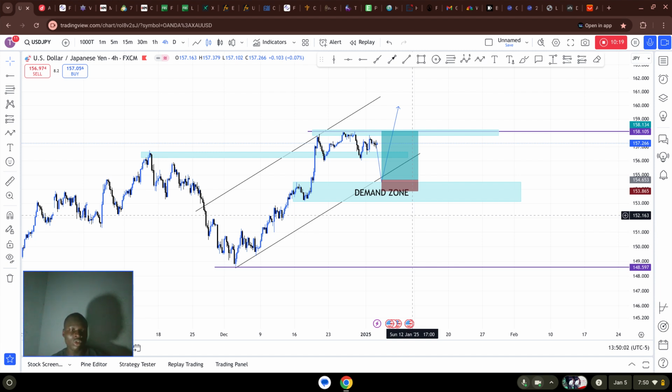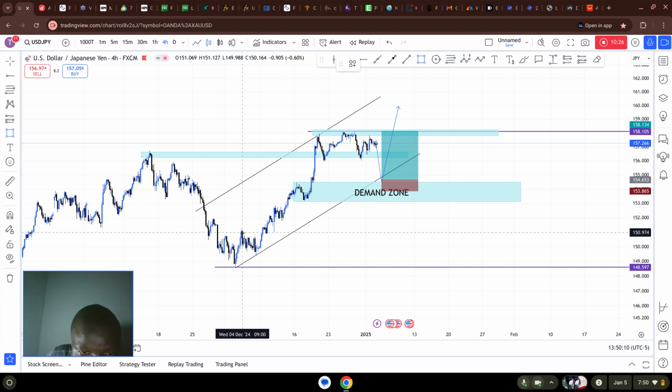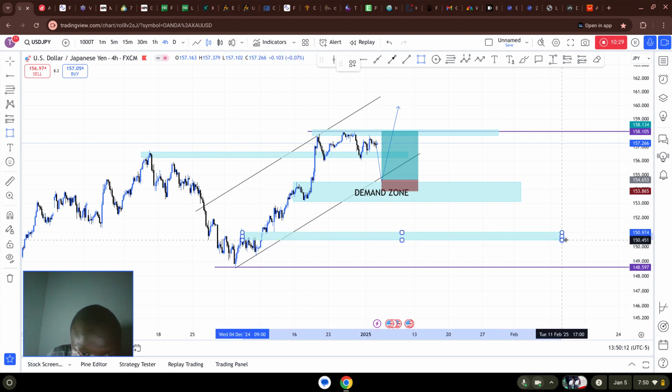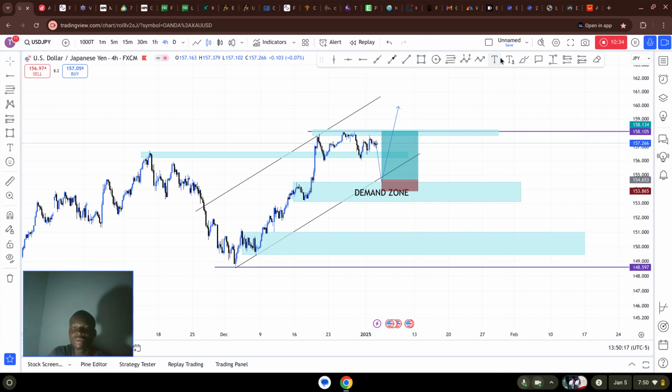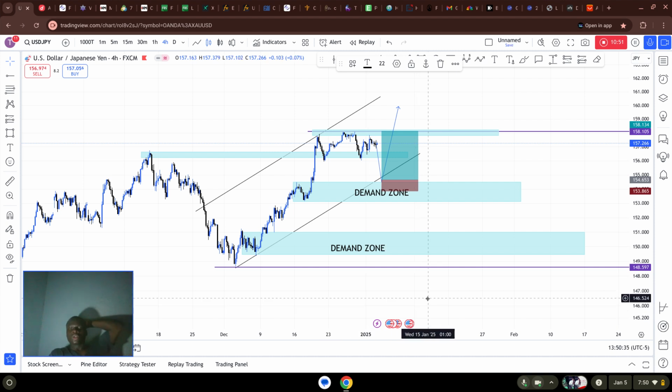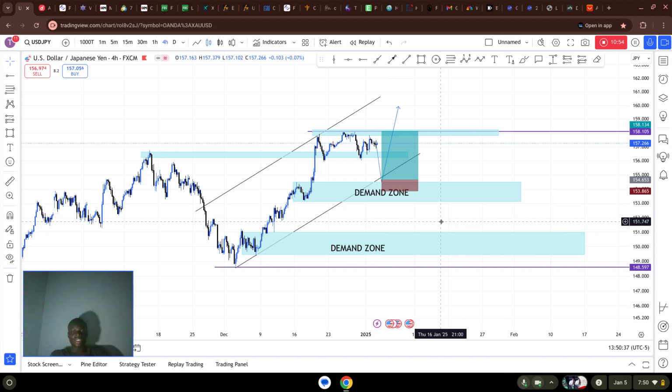So we just have to look forward to what the market's going to do. We really don't know what's going to happen in the future. I also feel like this is another demand zone. So we have a change in trend, first consolidation, break and retest, and market keeps going upward. So that is the analysis I have made.